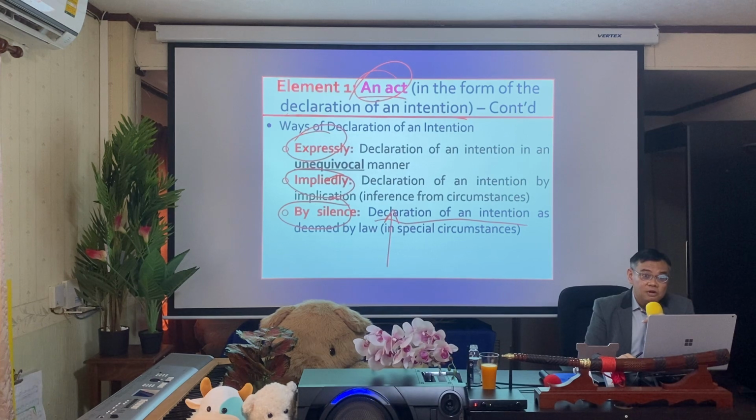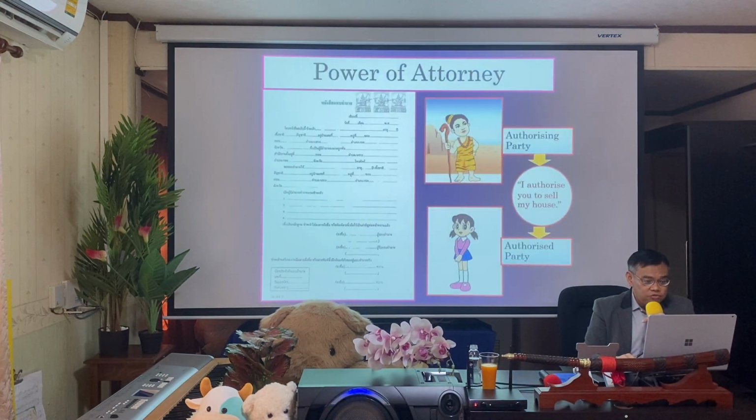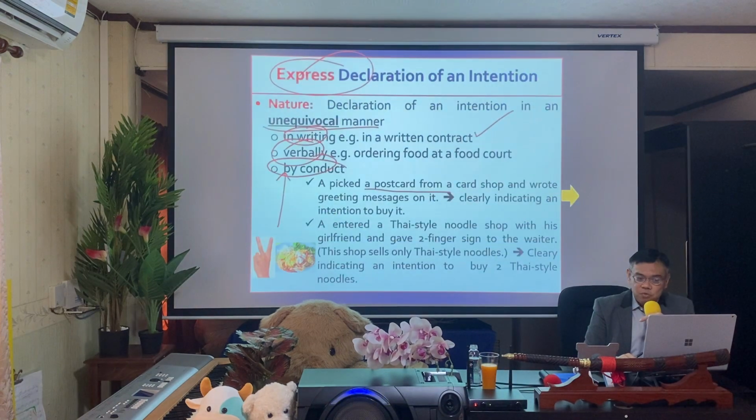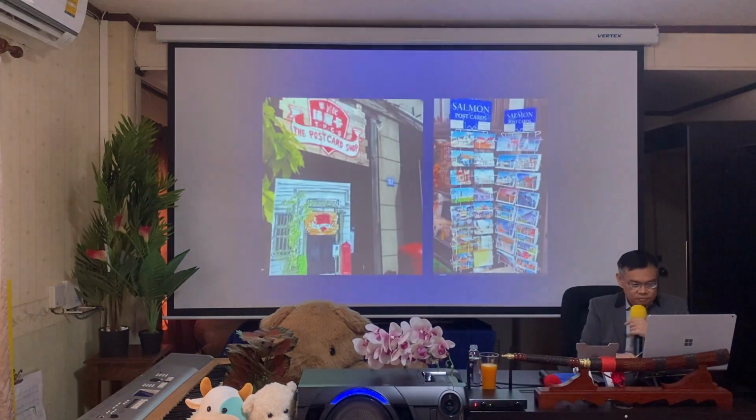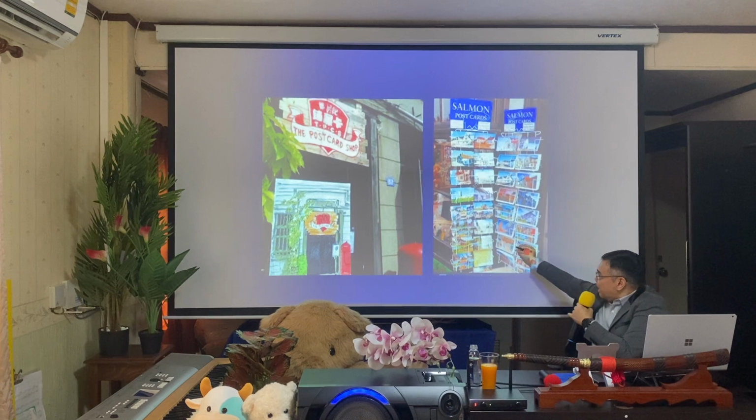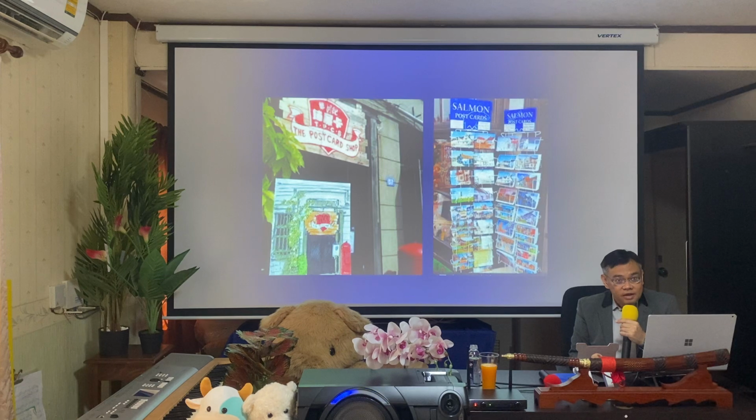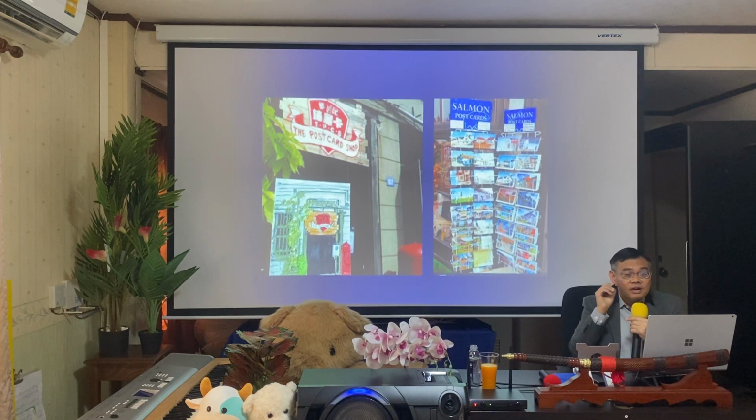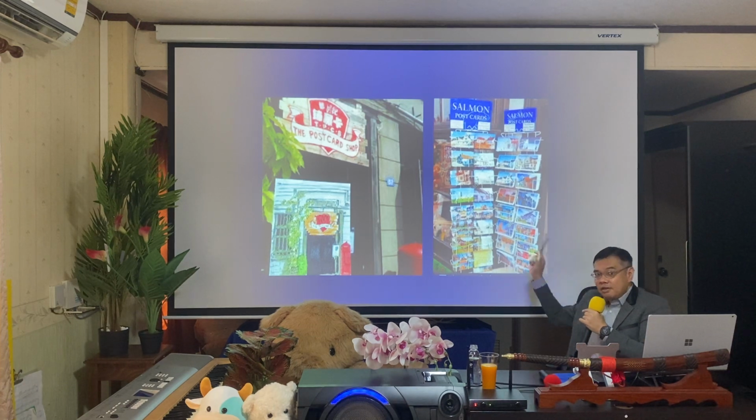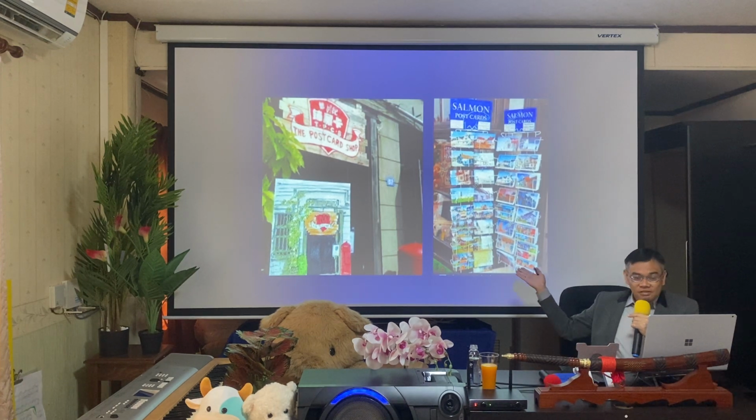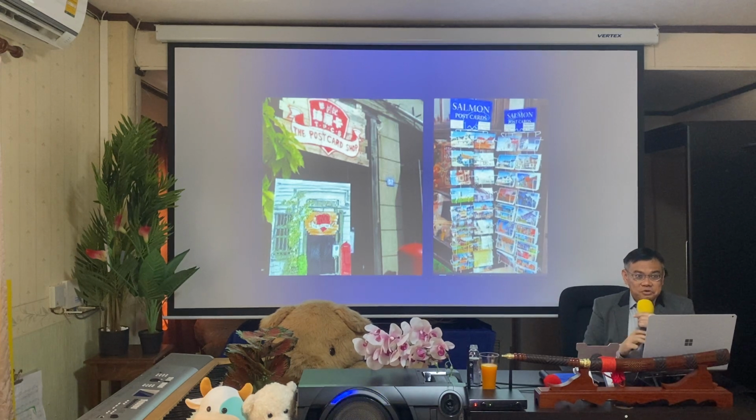I think that it is so clear, because if you do not want to buy, then you will not just pick up the postcard from the shelf like this. If you pick up this postcard and write out a message, it is clear from your conduct that you want to declare your intention to buy this postcard. This is still considered the express declaration of intention, because it is clear from your own conduct.